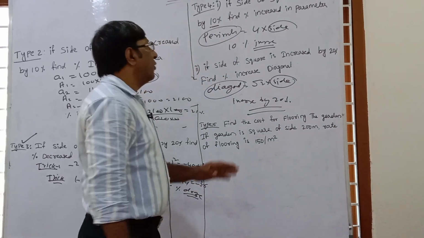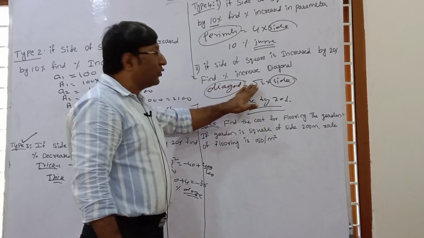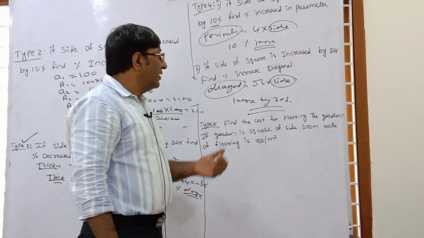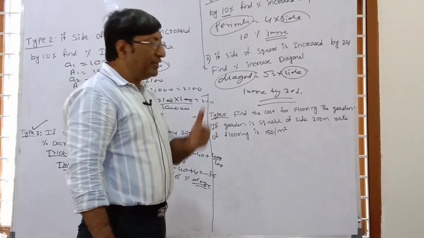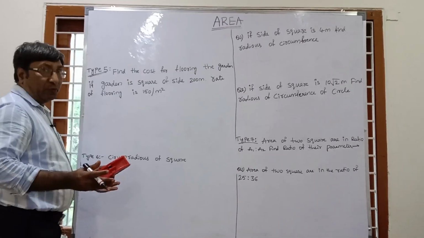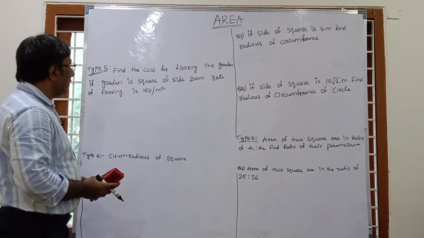So this is a very important concept. Go for the basic formula: diagonal is root 2 into side. Side and diagonal are directly proportional, so if the side increases 20%, the diagonal will increase 20%. Now the question, that is type number 5 question. Type number 5 questions are also very important square questions.